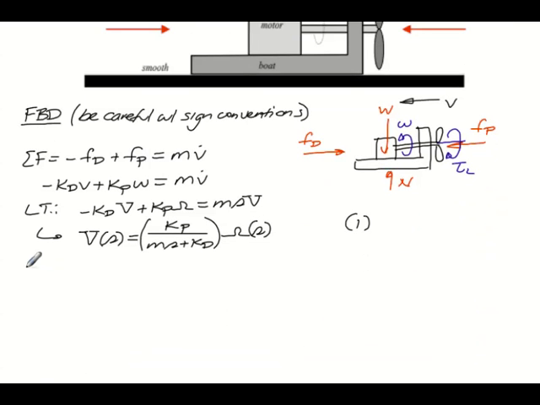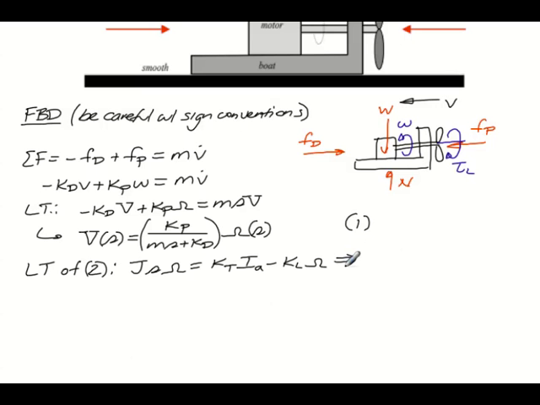So if I take the Laplace transform of 2, that gives Js, mass moment of inertia, times the Laplace variable s, transform of omega, big omega, is equal to KT, Laplace of the armature current Ia, minus KL omega.